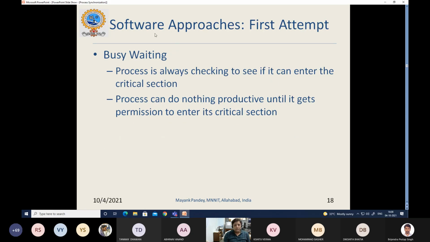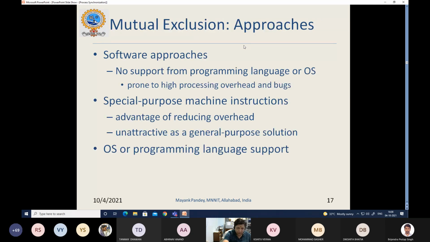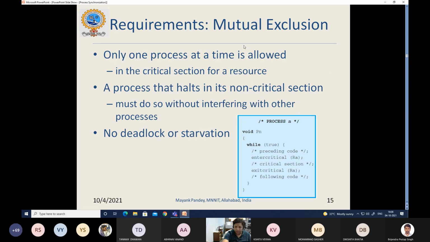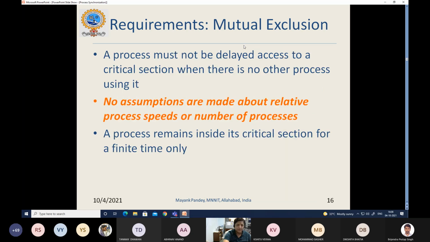Now, software approaches are divided into various attempts while they were building the solution to provide mutual exclusion. And as I told you, when you are providing mutual exclusion, then some conditions must be followed. Only one process at a time is allowed in its critical section. A process, if it is halting in its non-critical section, must do so without interfering with other processes. There should be no deadlock or starvation.